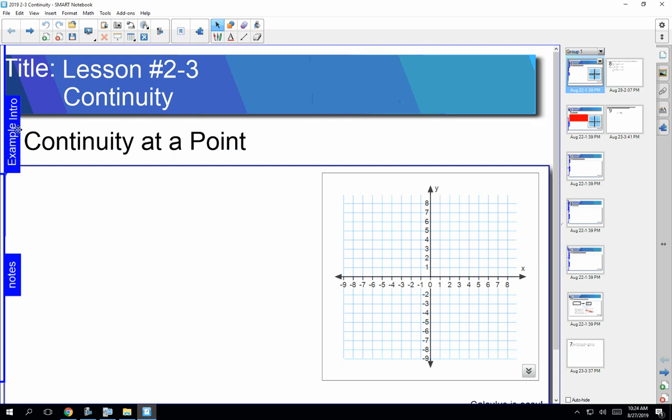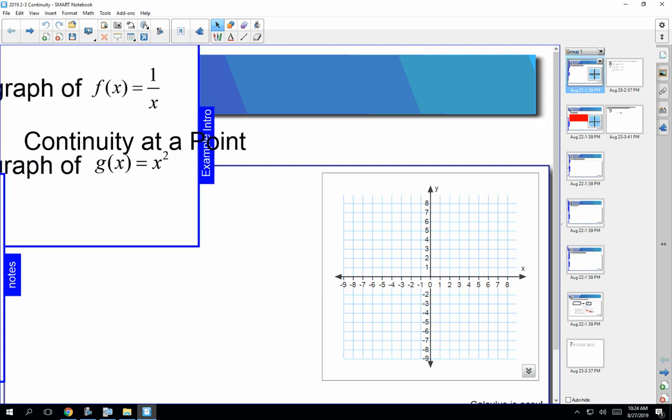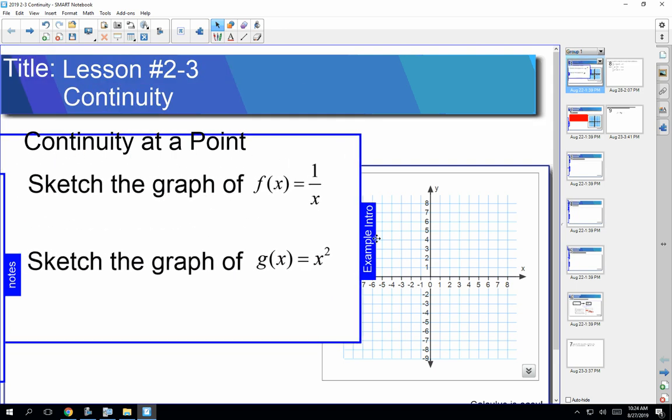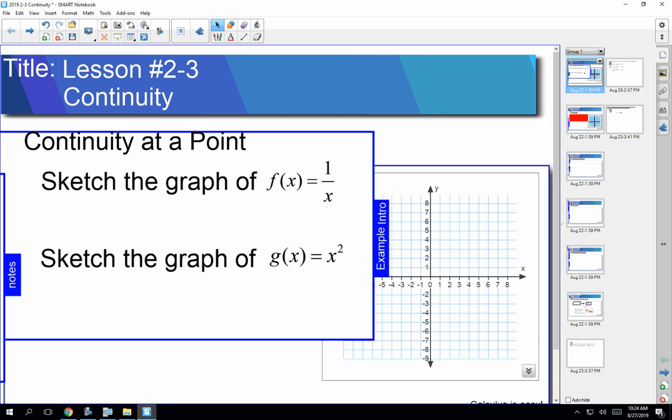All right. So a couple of different examples here of functions that you've seen before. If you could sketch the graph of f of x equals 1 over x, and then also sketch the graph of g of x equals x squared. And let's talk about continuity in two.